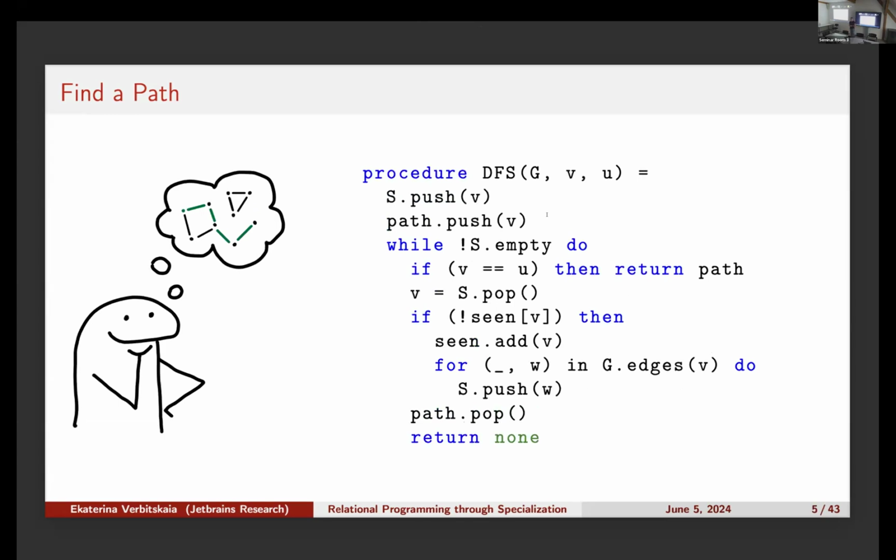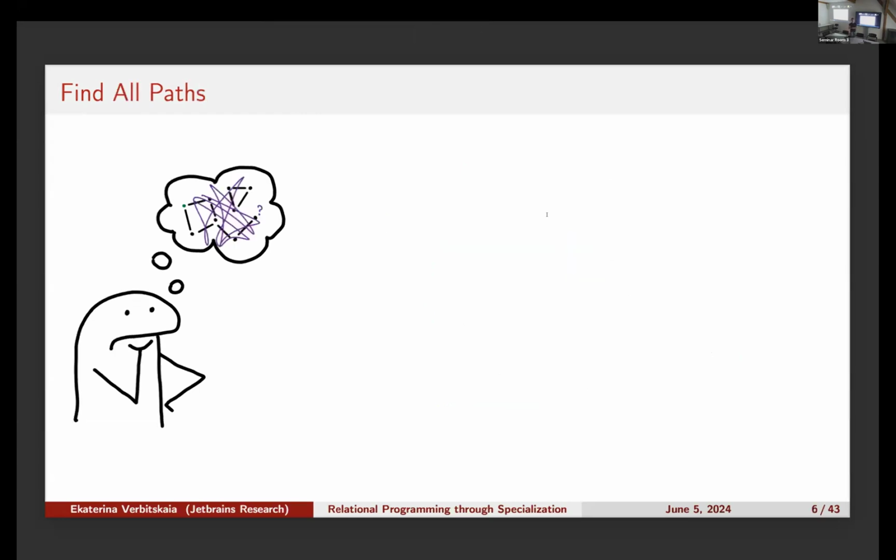But we will only be happy until we understand that there are more paths in the graph which we can be probably interested in. And in that case, we need to find all of the paths and we need to modify our algorithm even more. And it all just highlights how programming is separated from our thinking about the problems itself.